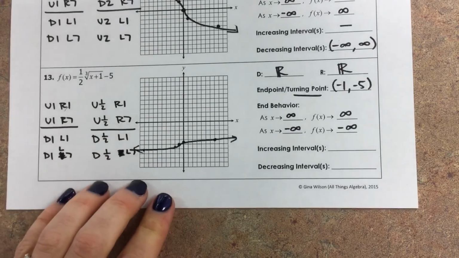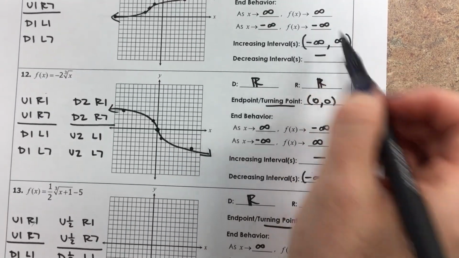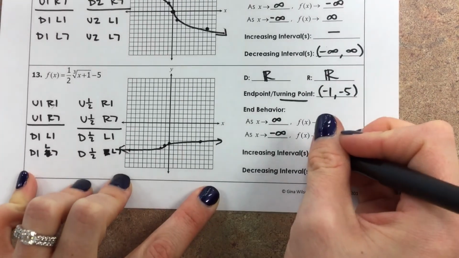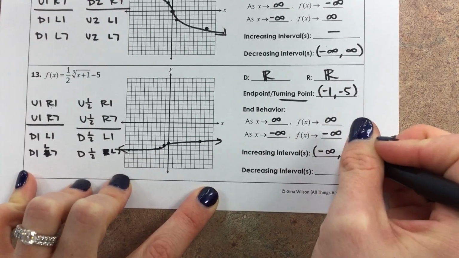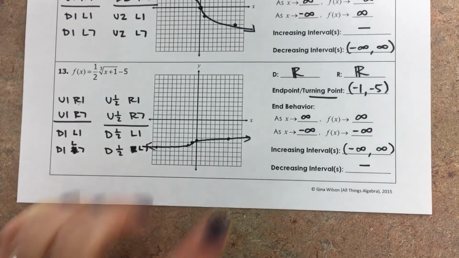All right, and then increasing, decreasing. This one is always increasing. So just like number 11 up here, always increasing, never decreasing. So it increases from the left arrow to the right arrow, and it never decreases. All right, so those are your cube roots.